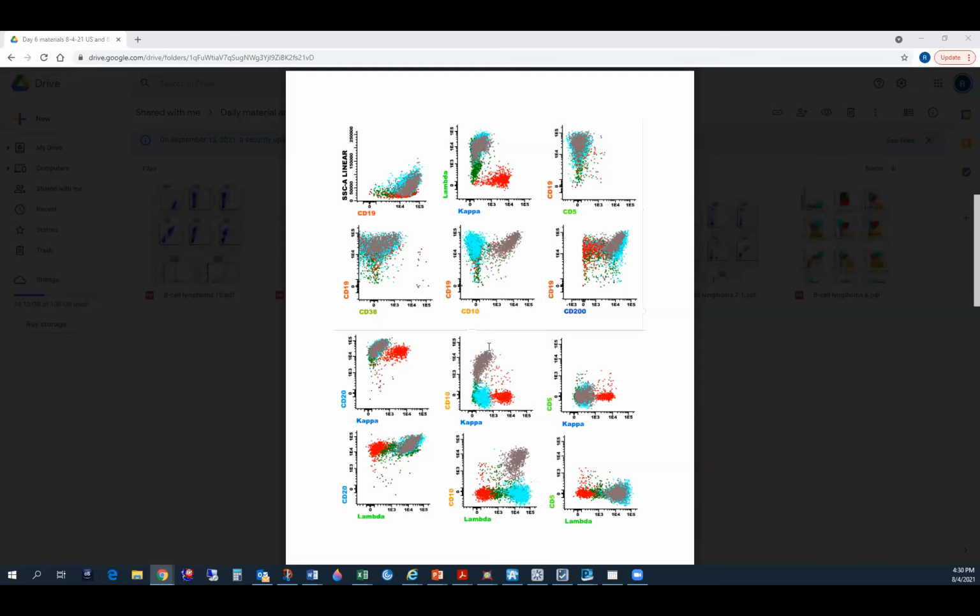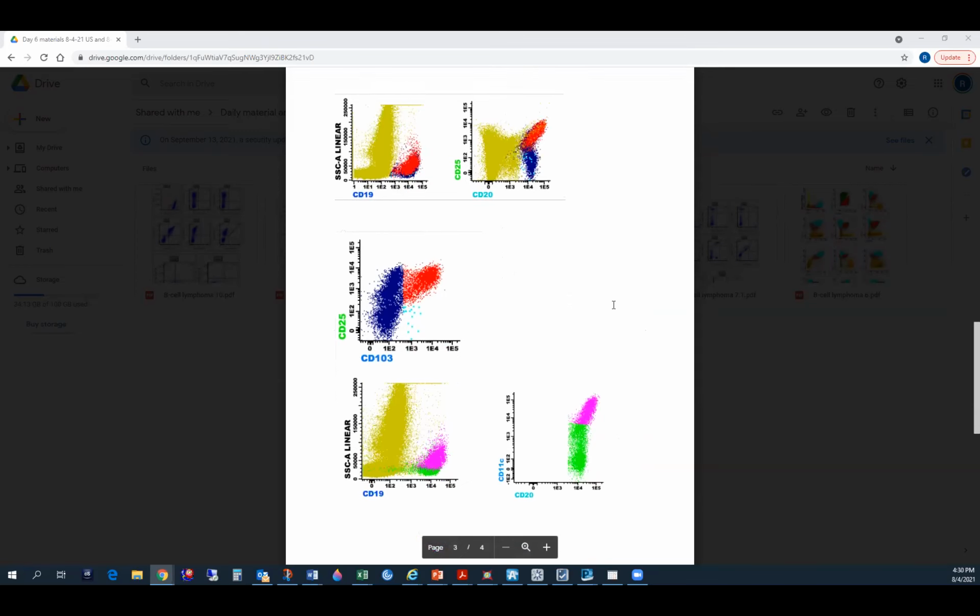I just had a question regarding page 3, the one that has 103 and 25. For me, I'm seeing 3 populations. There is one blob, which is red. Then there is one that is 103 negative and looks like 25 positive, because it sits on the same plane as the 103 positive, 25 positive, and then there's one below. So I'm seeing 3.